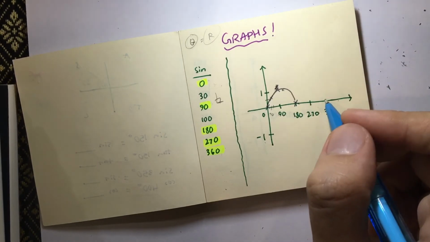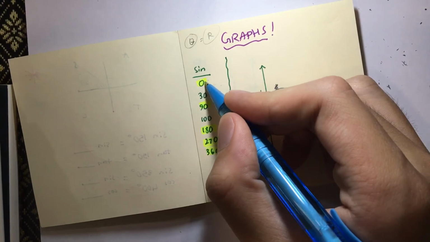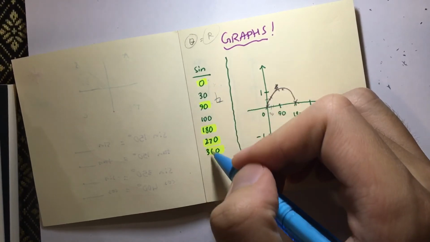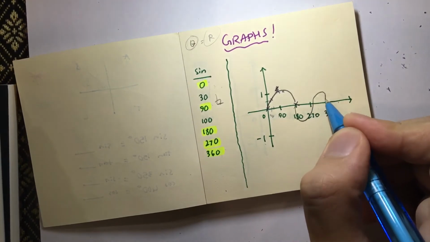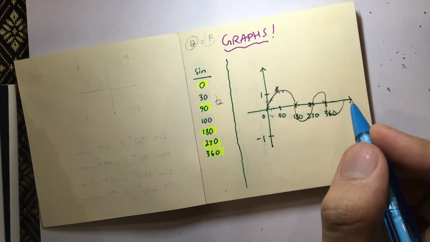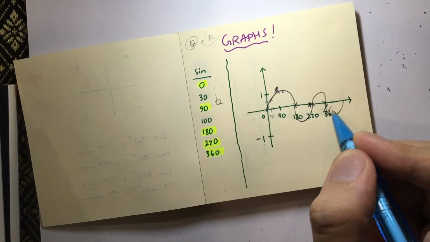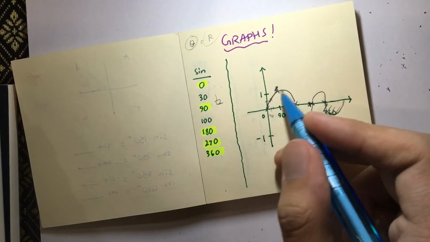And if you keep doing it for all of these angles, you can just try it from sine 0, sine 1, sine 2, sine 3, all the way to sine 360. You can plot it on a graph, and it will actually just look like this. The graph stops at 360 because there's no such thing as an angle bigger than 360. So you can just stop it here.